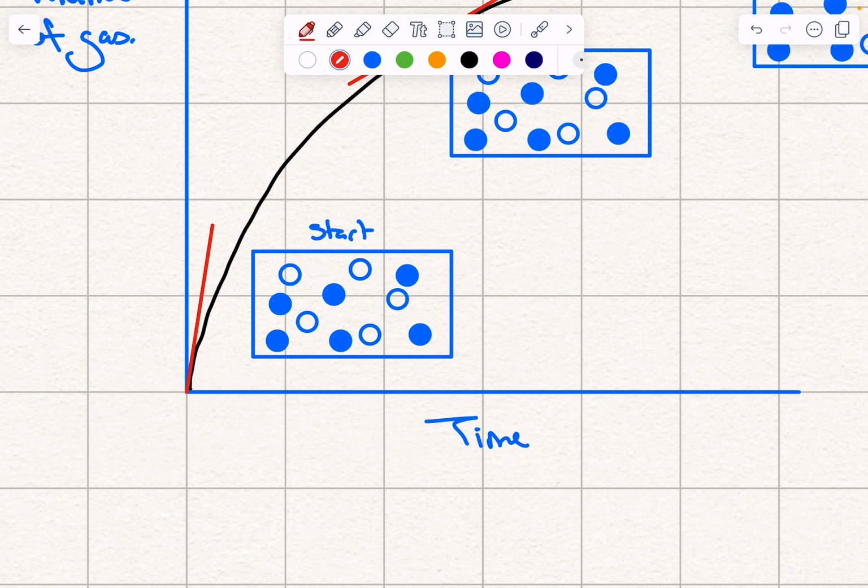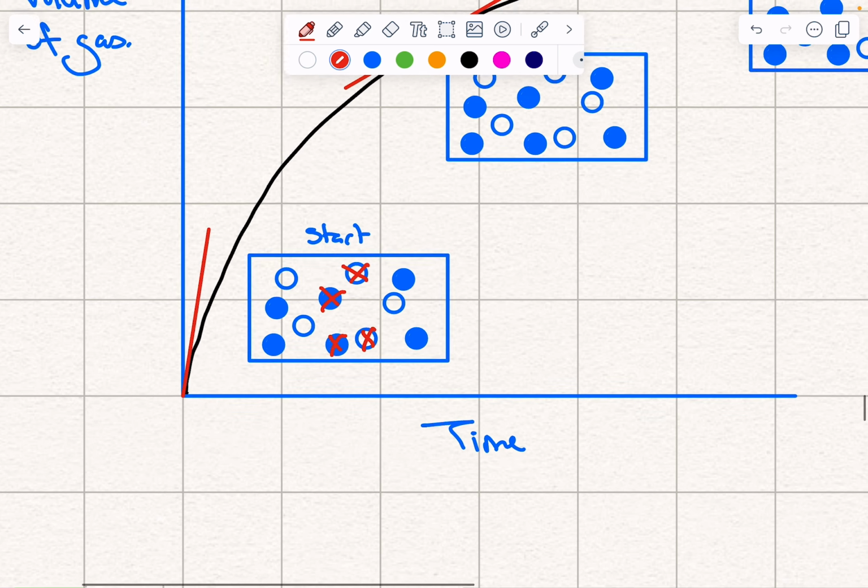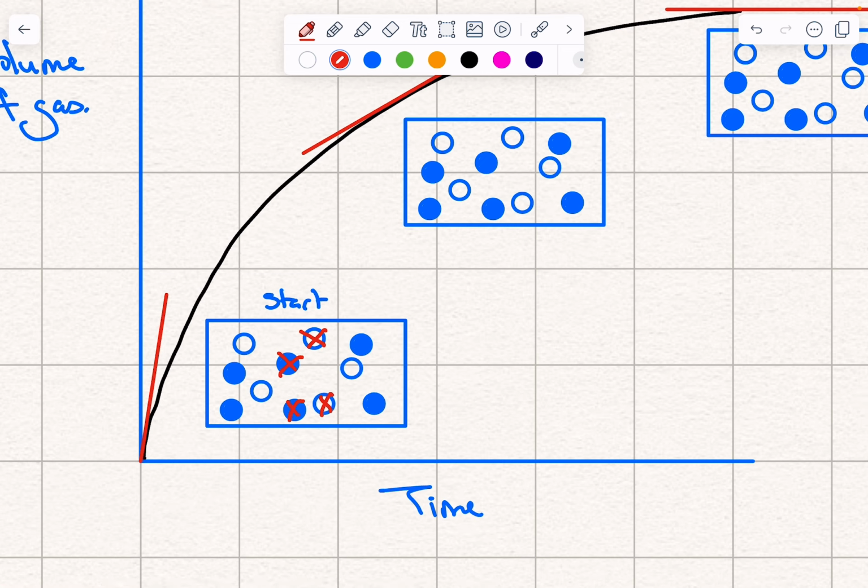chance of them reacting. But if we think about this, as they react, let's say this particle here reacts with this one, those particles now change into new chemicals, the products. And let's imagine this one reacts with this one. So what we end up with by the time we get to the next point in the middle of this reaction is a couple of these chemicals no longer exist.